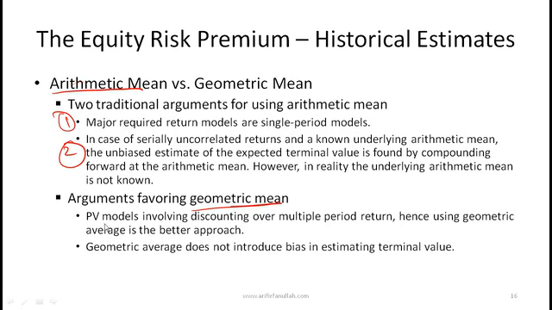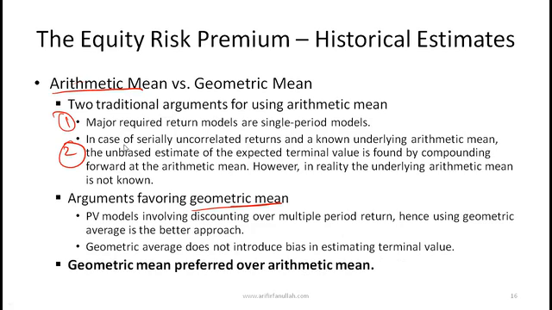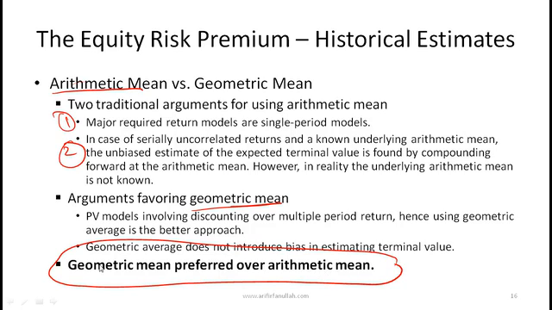Why? Because present value models involve discounting over multiple periods, hence using the geometric mean is a better approach. So when you use present value, you are discounting future cash flows back. When you are discounting, it makes more sense to use a geometric mean. And another point, just as a given, geometric average does not introduce biases in estimating terminal value.